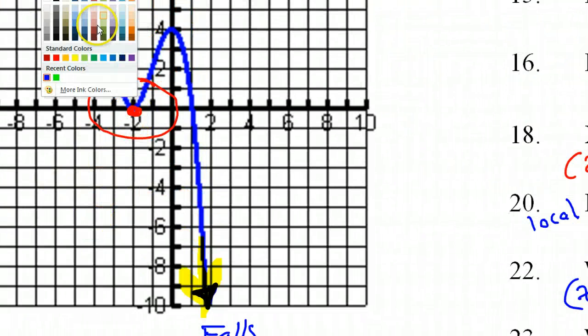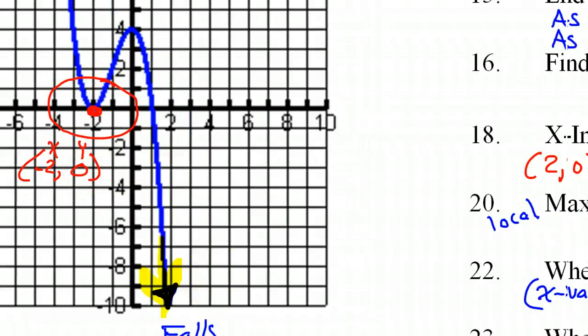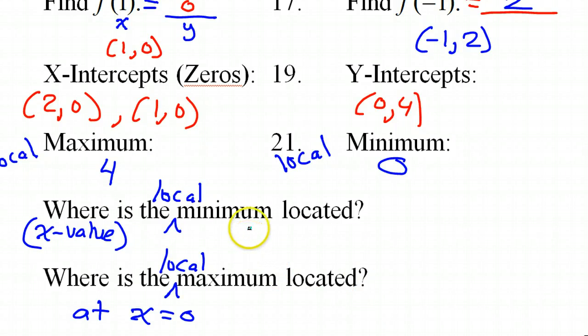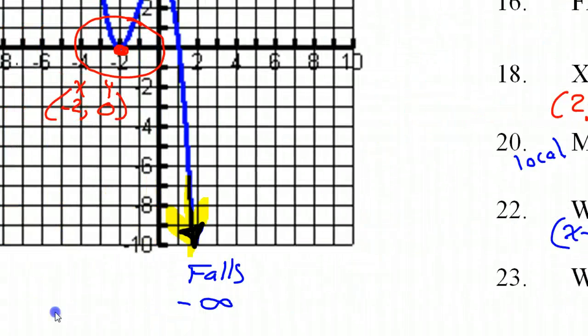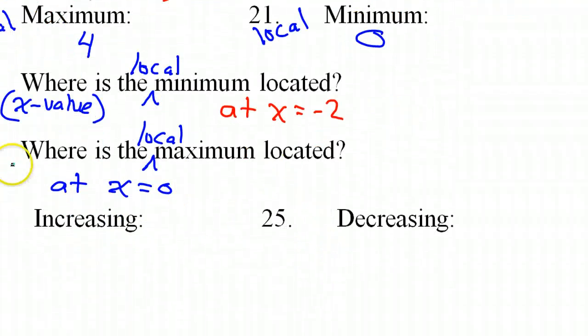Well, guys, this is the point -2, 0. Okay, the -2 is the x value. So that's the where, -2. So where is the minimum located? It's located at x equals -2. Okay, and we already talked about where the local maximum is.